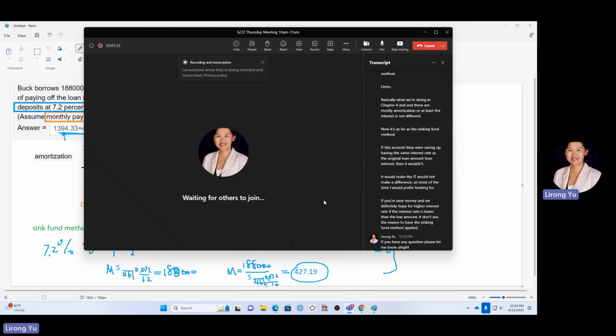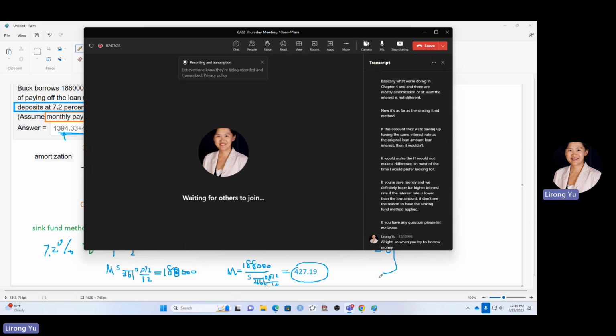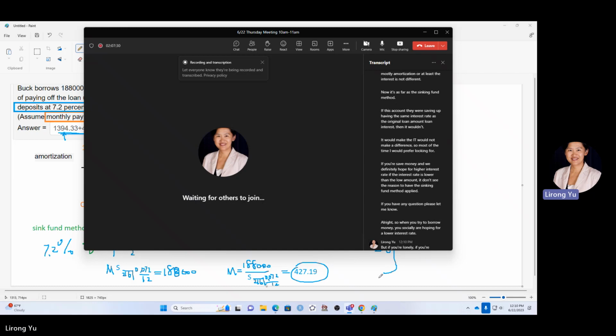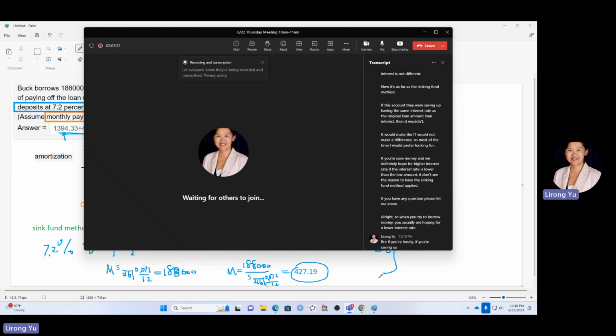All right. So when you try to borrow money, you certainly are hoping for a lower interest rate, but if you're saving up money, you are hoping for a higher interest rate.